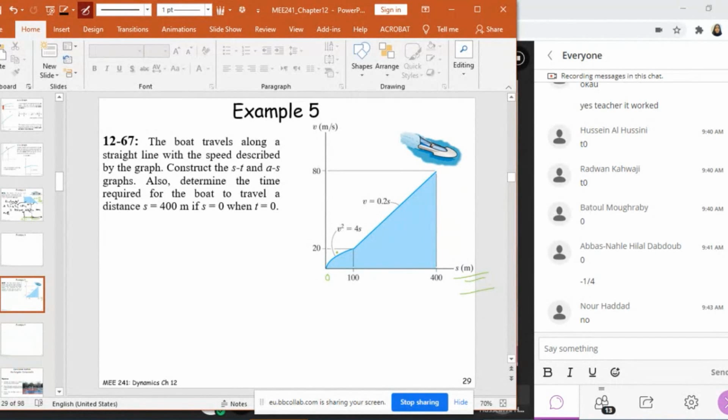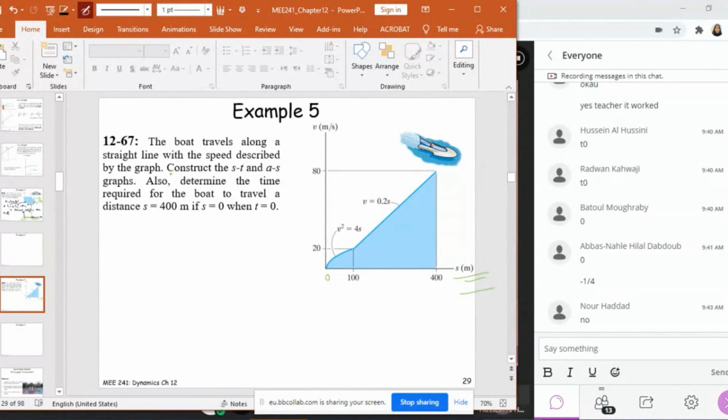In the first part, when S is between 0 and 100, V squared is equal to 4S, which means V is equal to 2 radical S. It's not minus 2 radical S. I have to choose a positive root because, in fact, V is positive, all right? So in the first part, V is equal to 2 radical S. In the second part, V is a straight line versus S, and it's equal to 0.2 S.